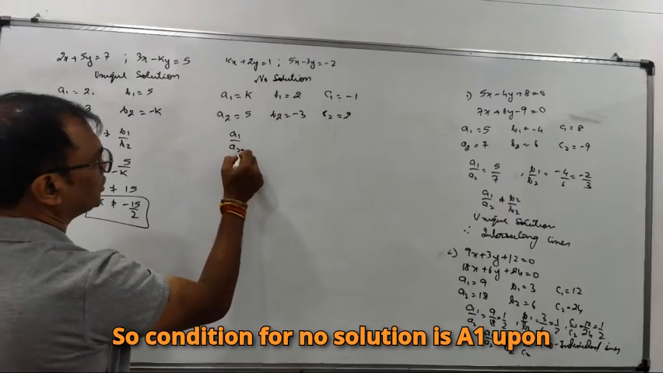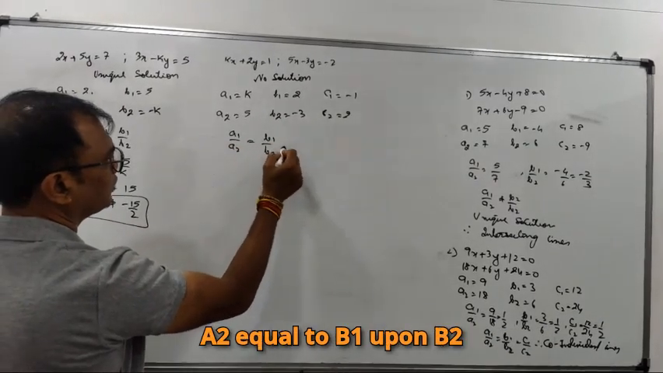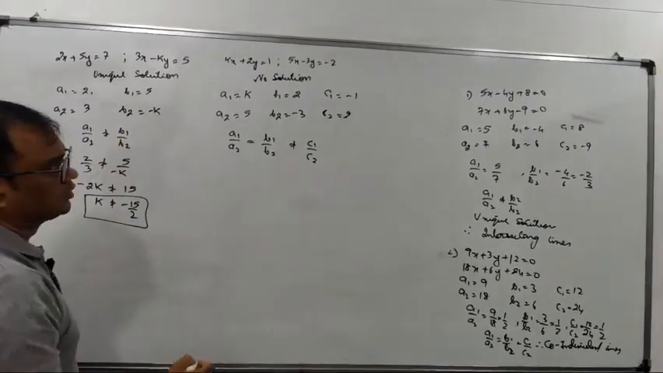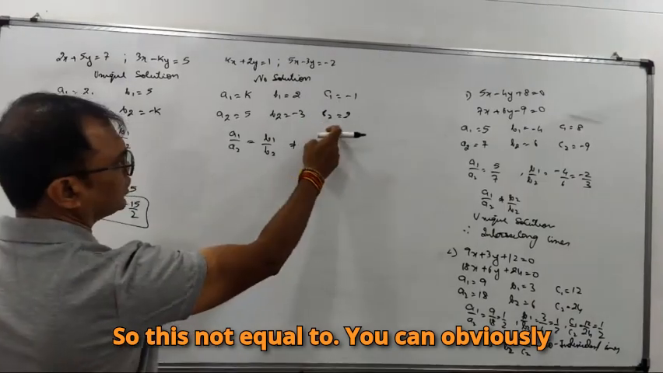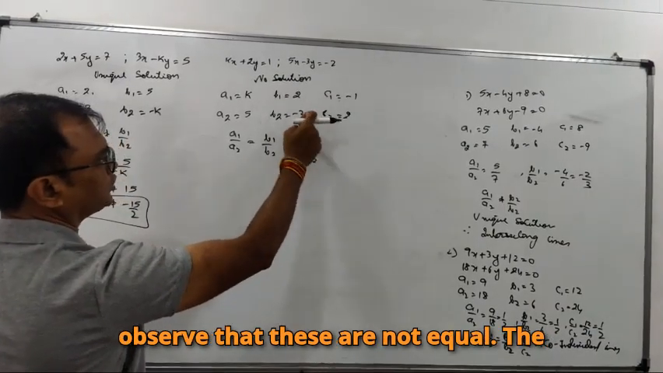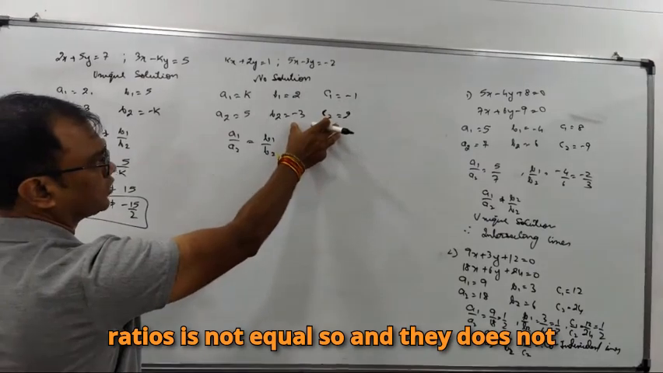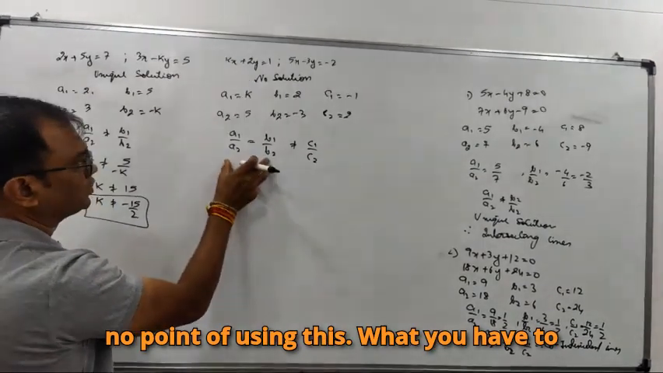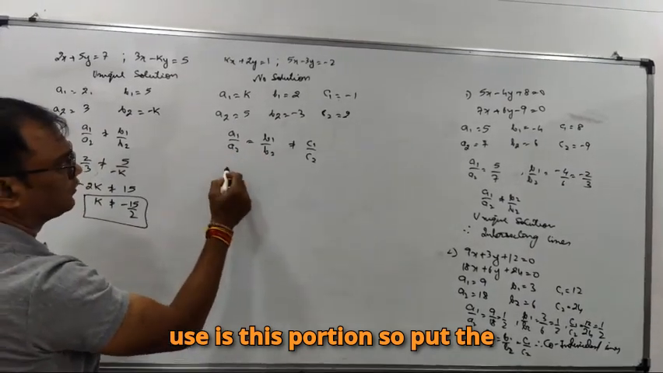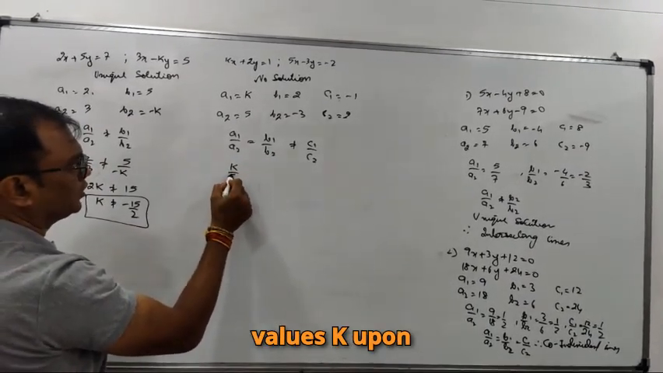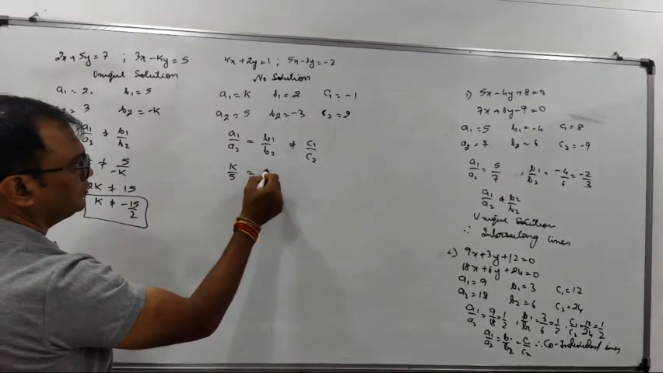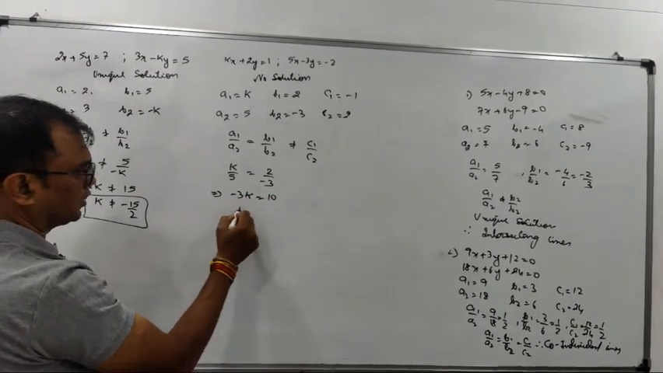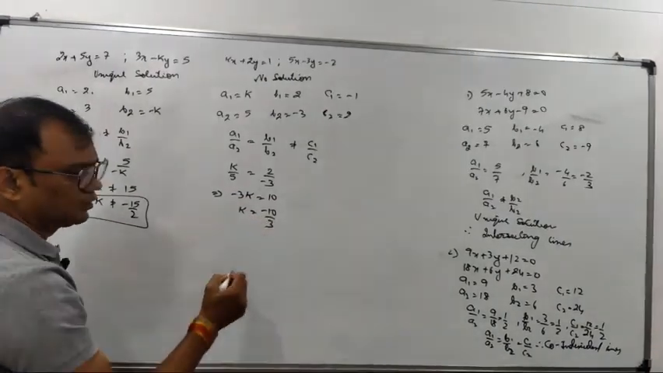So condition for no solution is A1 upon A2 equal to B1 upon B2 not equal to C1 upon C2. You can obviously observe that these ratios are not equal, and that does not involve the value of k even. So there is no point of using this. What you have to use is this portion. So put the values. K upon, so minus 3k equals 3, so k equals minus 2.